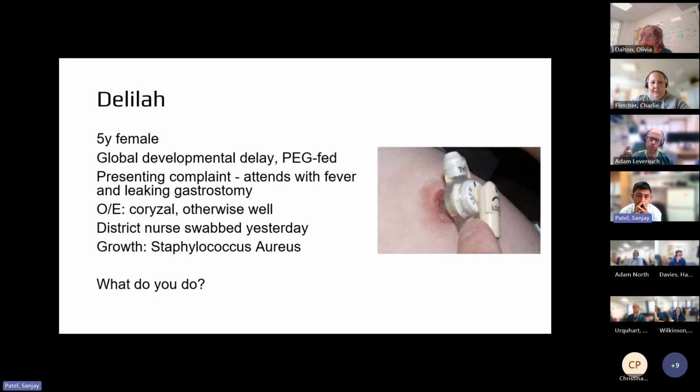We said last week that cultures are very important. You've got to get a sample. And so the district nurse had been to a session that someone had given on taking good samples, and had meticulously taken a sample that has grown a bacteria called Staphylococcus aureus, which hopefully some of you have heard of.